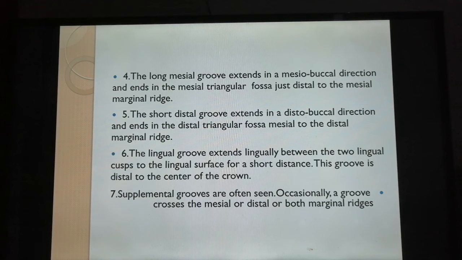Number 5, the short distal groove extends in the distobuccal direction and ends in the distal triangular fossa, mesial to the distal marginal ridge. Number 6, the lingual groove extends lingually between the lingual cusps to the lingual surface for a short distance. This groove is distal to the center of the crown. Number 7, supplemental grooves are often seen. Occasionally, a groove crosses the mesial or distal or both marginal ridges.